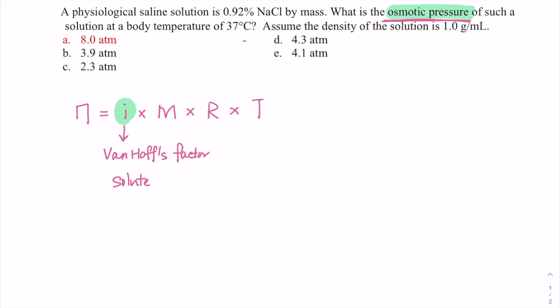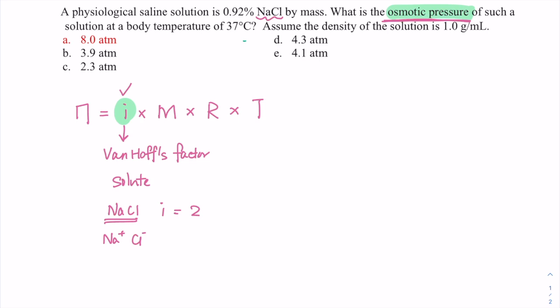Now let's see this question. What's our solute? It's sodium chloride. What's its i value? It's a strong electrolyte, so it completely dissociates into ions. From one ionic compound we get two ions, so the i value equals 2. Okay, that's very good.